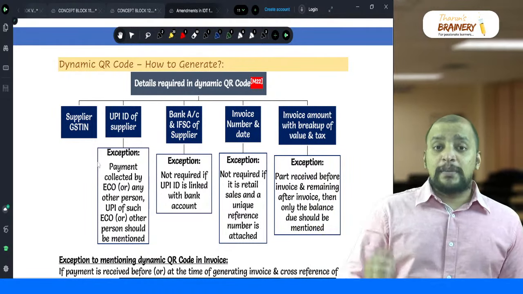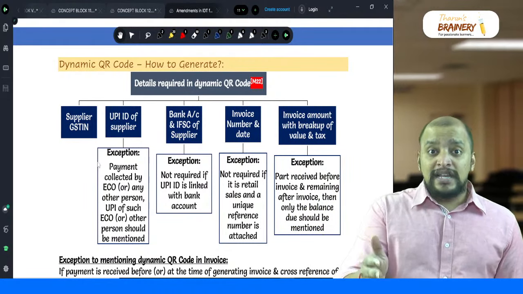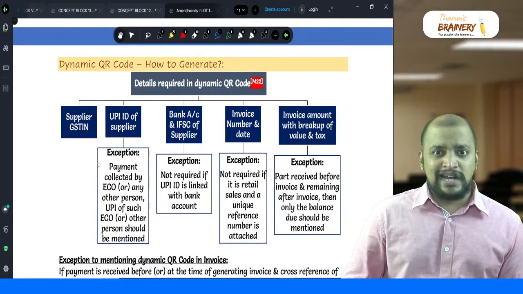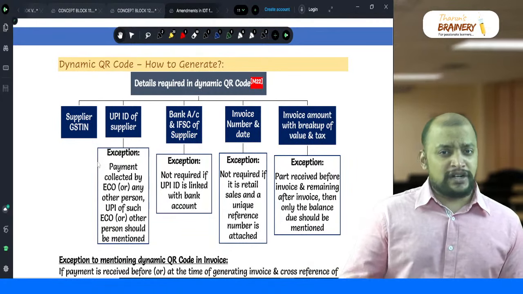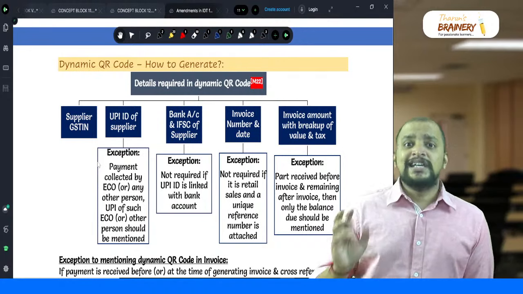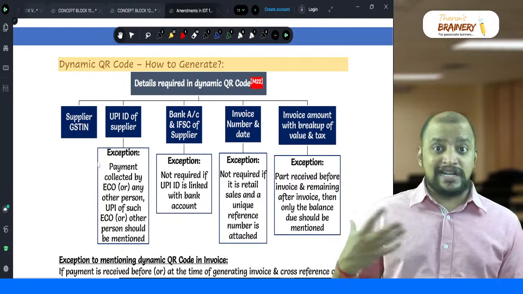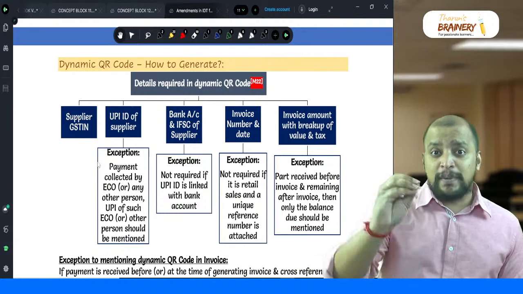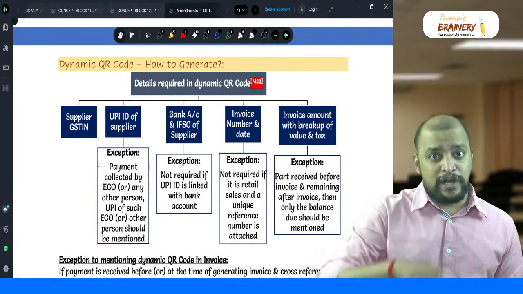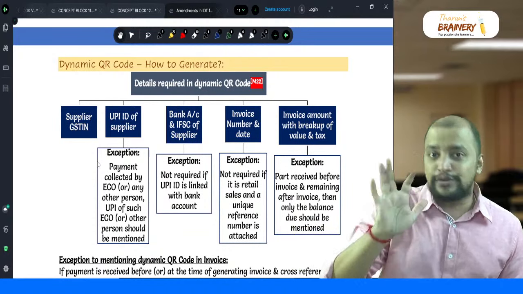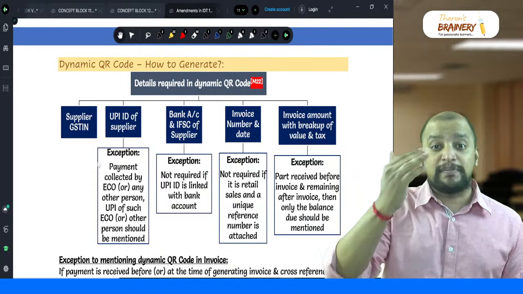Okay. Now, suppose that the payment is collected before the generation of invoice. So if before the generation of invoice itself the payment is collected, then dynamic QR code is not required. First of all, dynamic QR code is in which case? In case of B2C supplies, when the aggregate turnover during any of the preceding financial years exceeds 500 crores. So therefore, if the payment is received before generating the invoice, then in that case, you don't have to give dynamic QR code. Understood or not? So dynamic QR code not required if the payment is received.